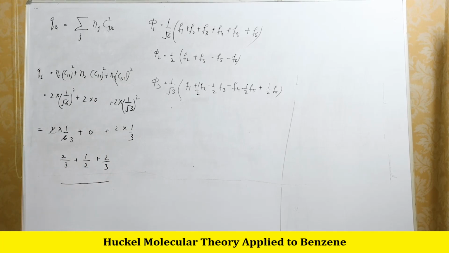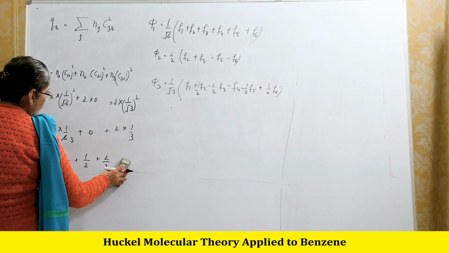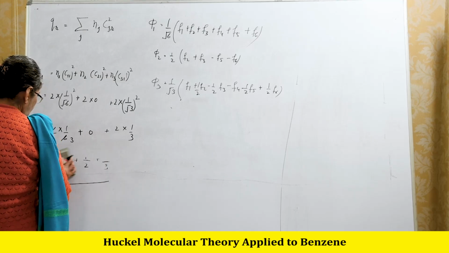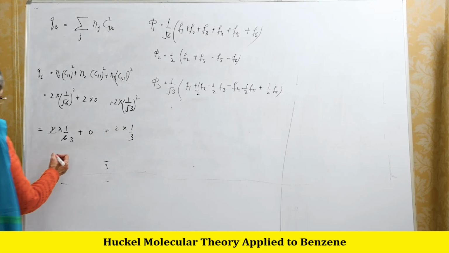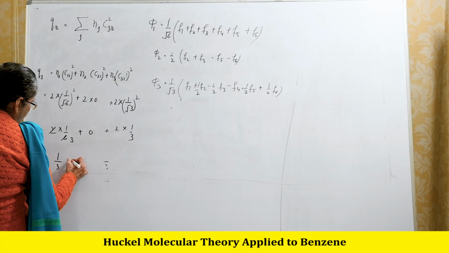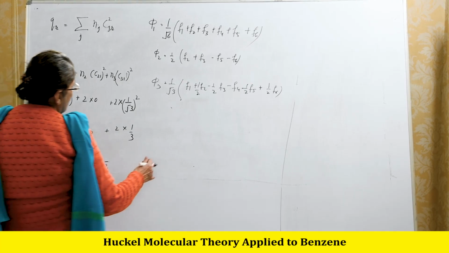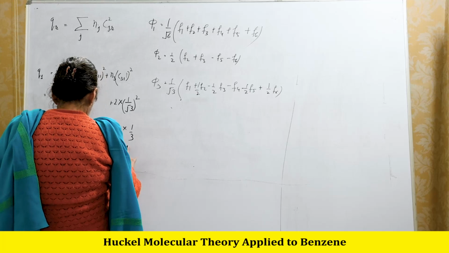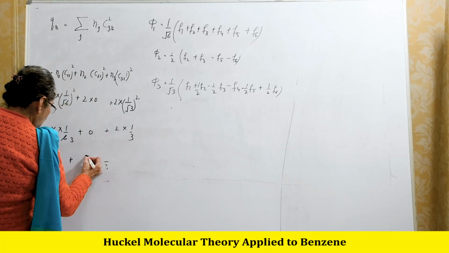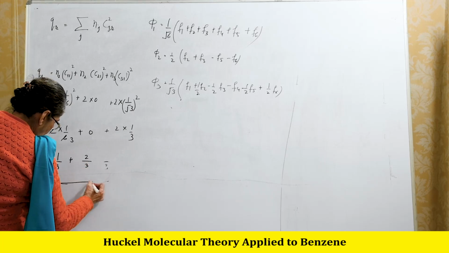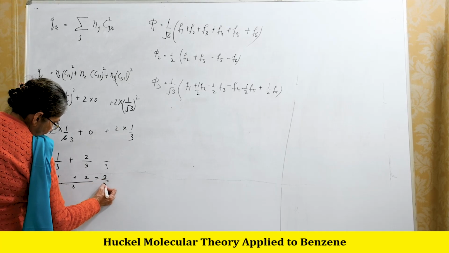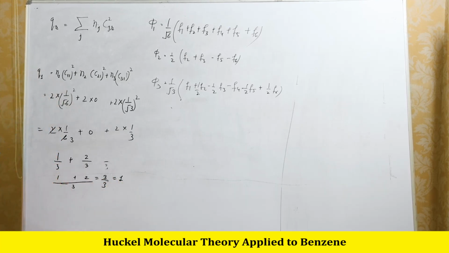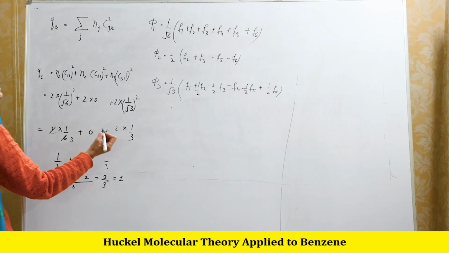So it is 2 into 1 by 3, plus 1 by 3, this is 2 by 3. So you get 1 plus 2, that is 3 by 3. It means that the charge on one carbon atom is 1.